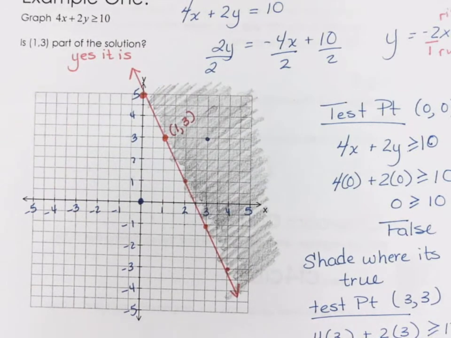Now, if it was a dashed line, we would then say, no, it's not, because we know that the boundary is not included in the solution. So pretty straightforward today. It's going to be graphing lines, picking a point, and coloring on the side that's true.